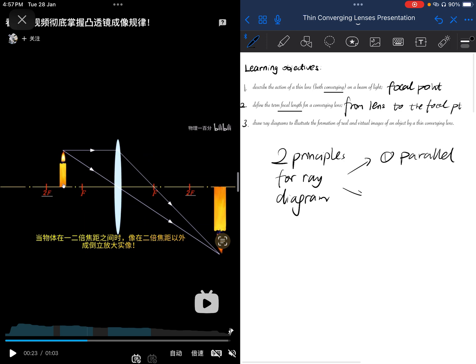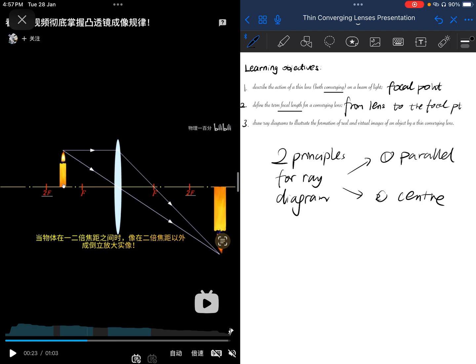Number two, we call it center. So you can observe that the light ray that passes through the optical center of the lens will pass straight through without being bent. Then you may ask, I thought there is a third one. Actually, that is the reverse of the first one. A light ray that passes through the principal focus on one side of the lens will emerge from the lens in the direction that is parallel to the principal axis.